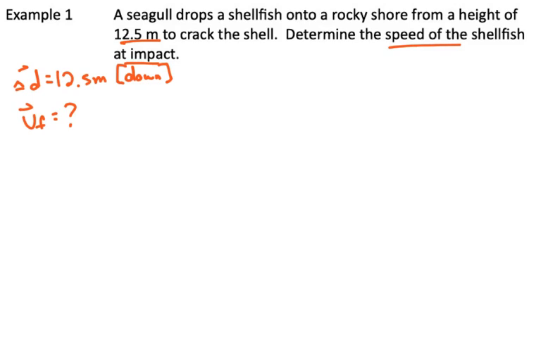Now that is clearly not enough information to be able to determine this, so we need to read a little bit more into the question. Since the seagull is dropping the fish, it has acceleration due to gravity. And with gravity, we're not going to call it A anymore, we're going to call it G because it's a very specific acceleration. That would be 9.8 meters per second squared down.